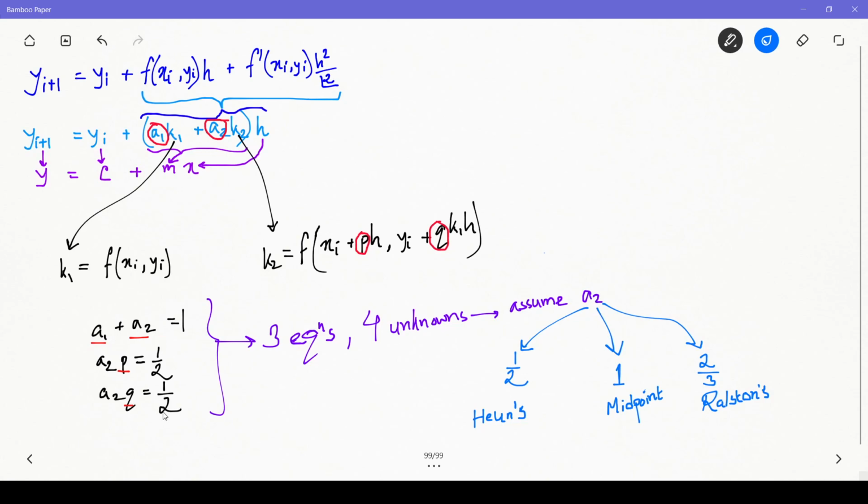Now that we have one unknown variable already assumed, we can solve these three equations and come up with the rest of the three unknown coefficients, which are A1, P, and Q. If we come up with them, we can plug them into this formula right here and come up with our corresponding approximations for the RK2 method. So let's consider the case of Heun's method and see what the graphical representation looks like. A while ago I said that I'll show you the graphical representation. Now let's look at that. Then everything will be clear to you. Let's go to the next page.